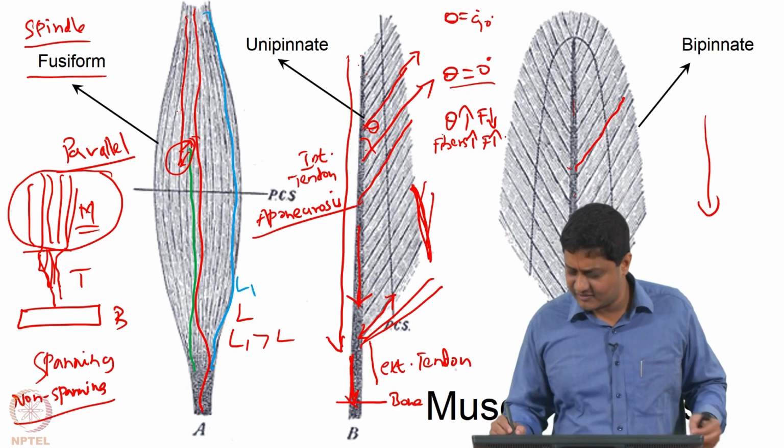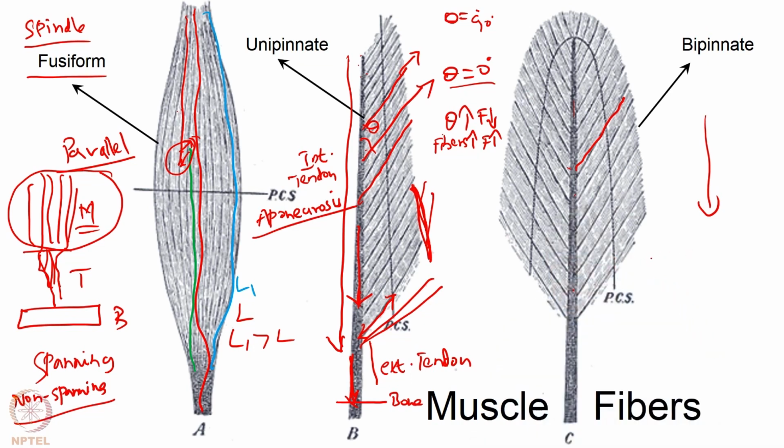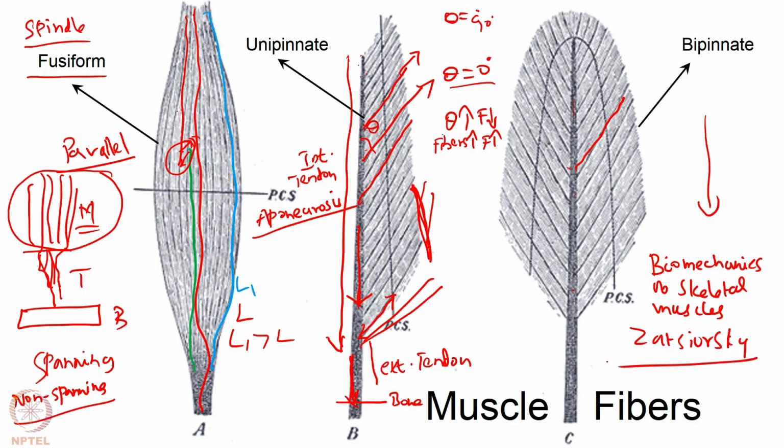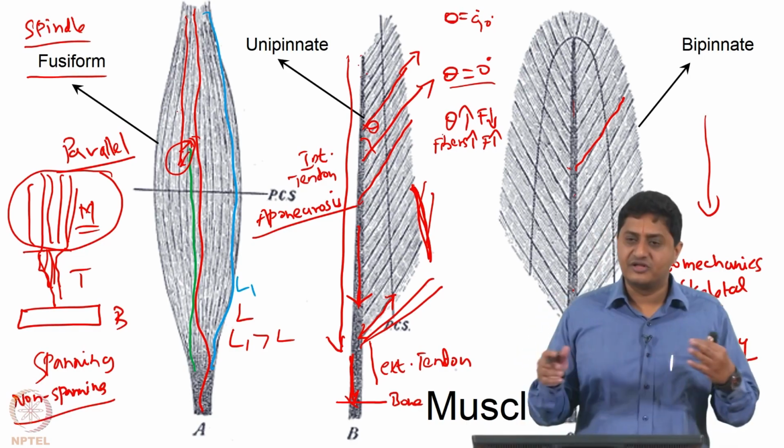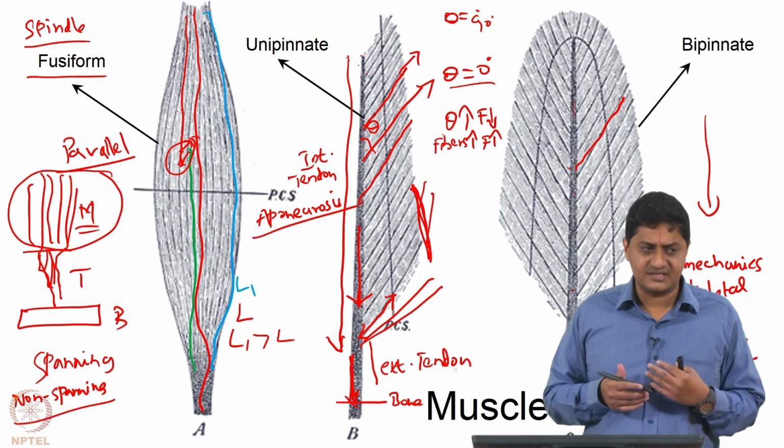There is more details, this I have just covered the basics of this topic, there is more detail, those who are interested can check Biomechanics of Skeletal Muscles, Zatsiorsky. You can check this book and more detail and more morphological structures and the various possibilities are all presented.